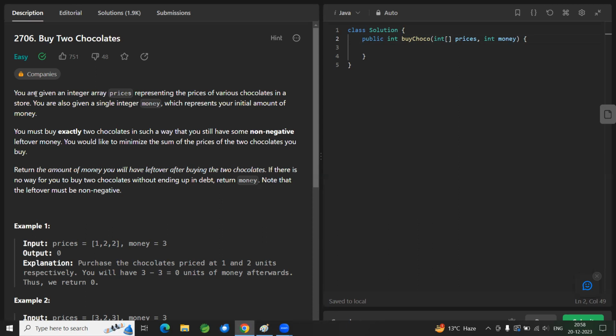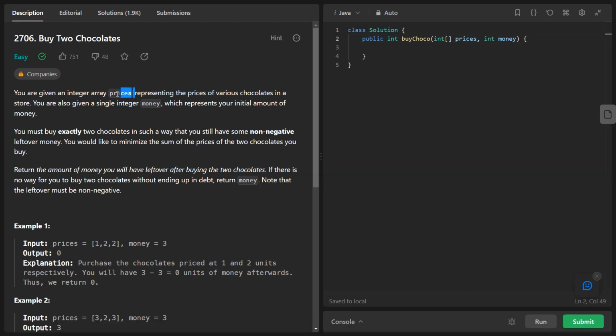You are given an integer array prices representing the prices of various chocolates in a store. You are also given a single integer money, which represents your initial amount of money. So we have some chocolates whose prices are given in an array, and we have some money with us. We are given one integer, and that is the total money which we have in our wallet.